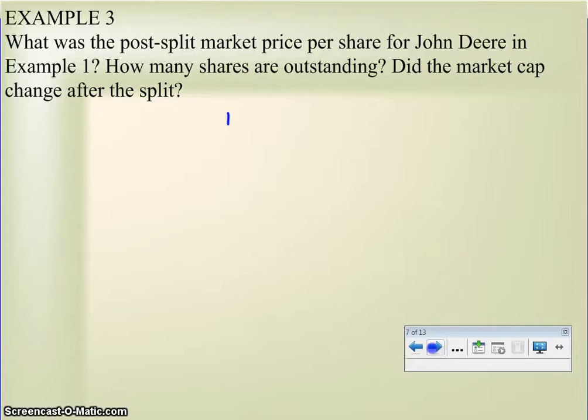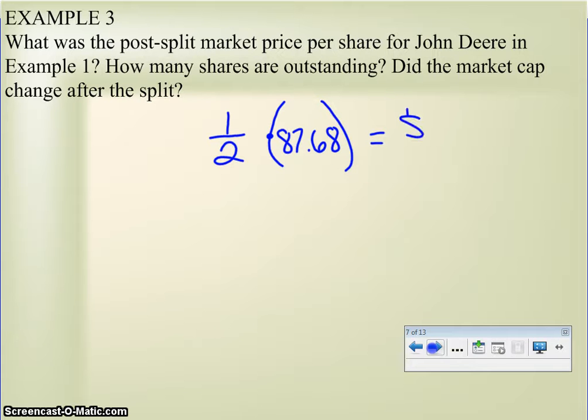We know now that we're looking at a price. It's being basically cut in half because the shares are being doubled. So when we take the 1/2 and we multiply that by the 87.68, we find that the new share's value is $43.84.